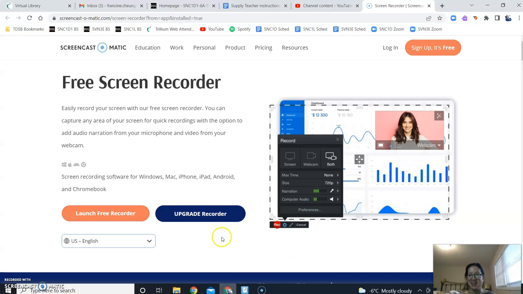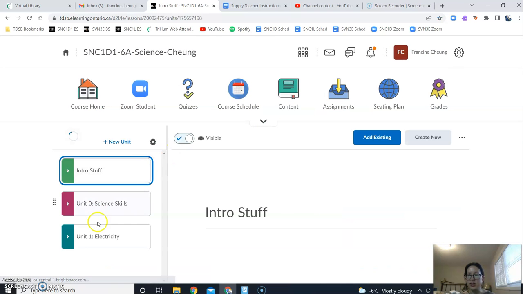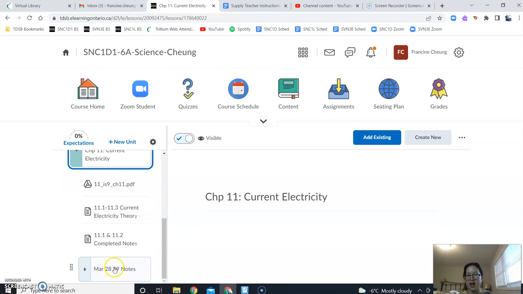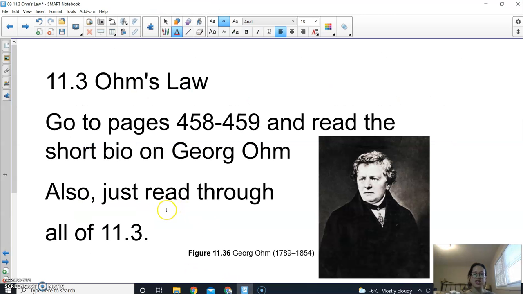You'll notice that I did link all the stuff under content, under unit 1 electricity, under current electricity, and then under mark 28, 29, okay? I put down the textbook right here, 11.3 textbook. Please read through page 458 and 459. And then just in general, read through all of 11.3. Maybe do this tomorrow, actually. Okay, so read through page 458 and 459, okay? Just do that for today. And then tomorrow, I would like you to also just read through all of chapter 11.3, okay?